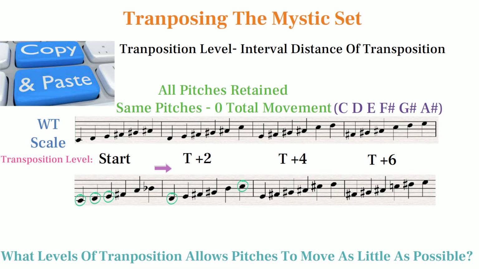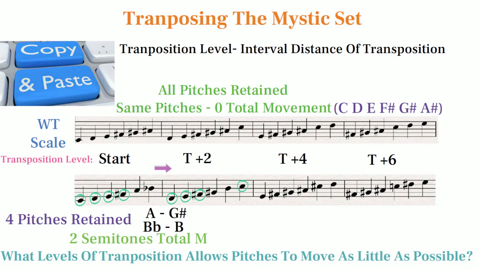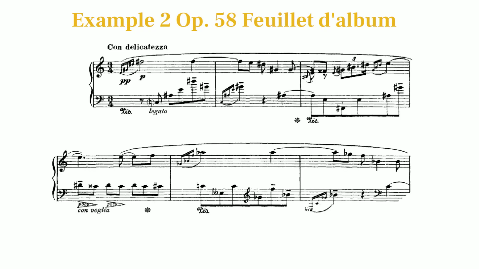When the Mystic Chord is transposed at those intervals of a whole step, major third, and tritone, 4 pitches are retained, with the other 2 pitches moving only a half step, making these transposition levels ideal for smooth parsimonious voice leading. Let's observe how Scriabin transposes his Mystic Chord smoothly by looking at the first piece that kicks off his late era, Opus 58.